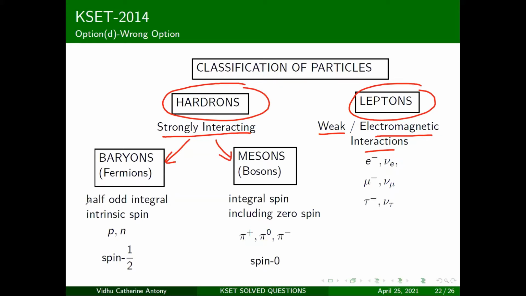Fermions have the property of half-odd integral spin. You've got a proton and neutron which have spin half. So remember, proton and neutron always have spin half. They're constituents in the nucleus and they have spin half.